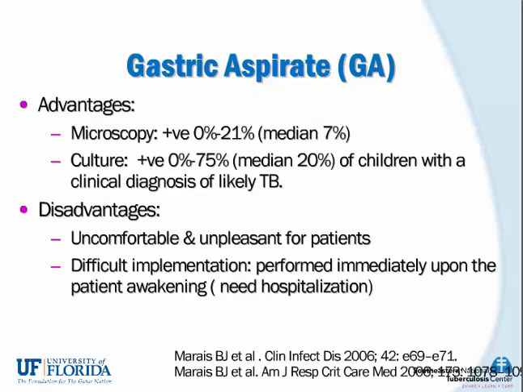The advantages: microscopically, it can detect between 0 to 21%. Culture can detect, again, a variable number, between 0 to 75% in children who have a clinical diagnosis of TB. Disadvantages: it's an uncomfortable procedure, as you can imagine, inserting a gastric or nasogastric tube. It's unpleasant for the patient, and it's difficult to implement. It has to be performed immediately when the patient wakes up, so it cannot be done as an outpatient. The patient has to be hospitalized to do that test.